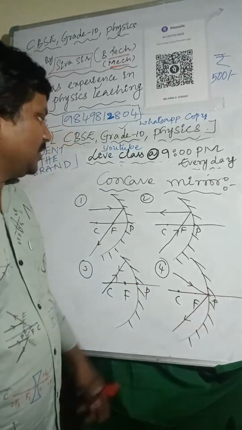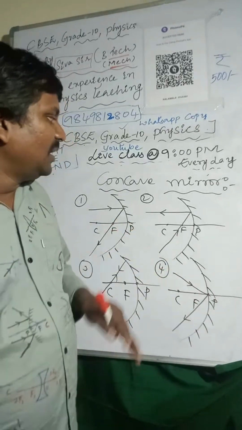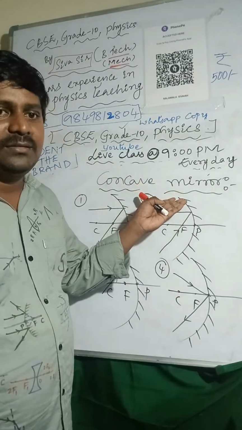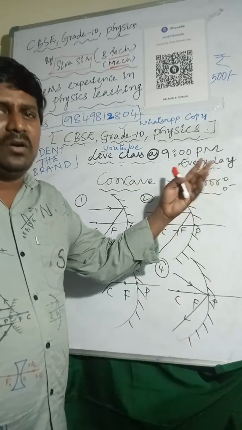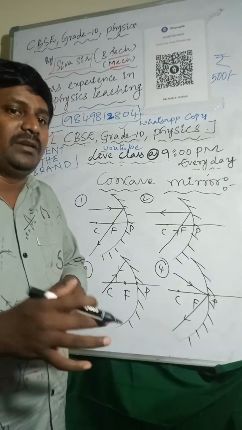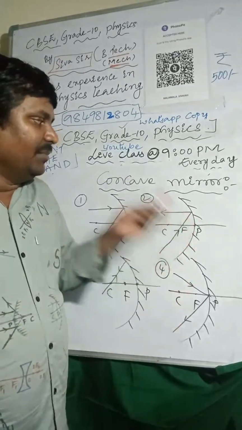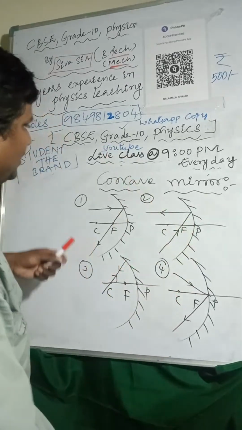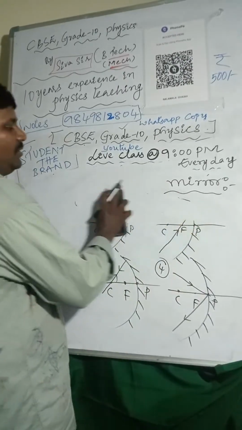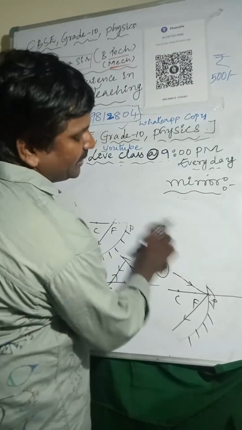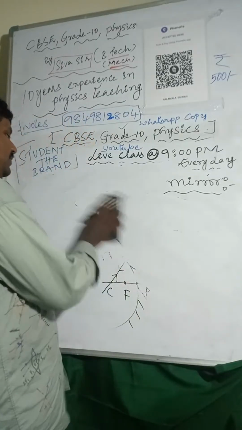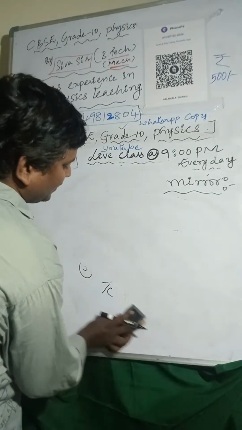So this is all about the concave mirror ray rules. And image formation for the convex mirror we'll discuss now. The same image formations will be there, so no doubt at all. Only 4 image formations are there in concave mirror, and convex mirror also.